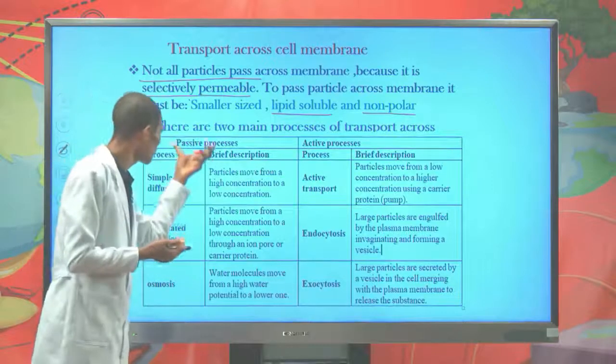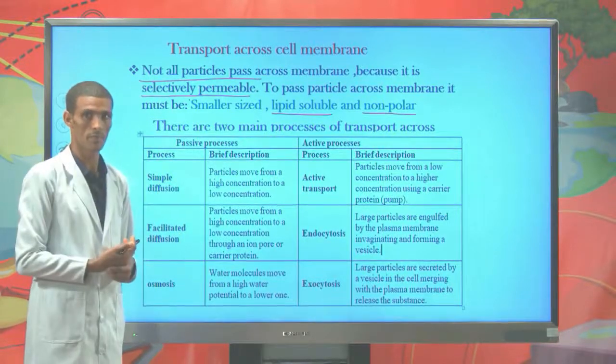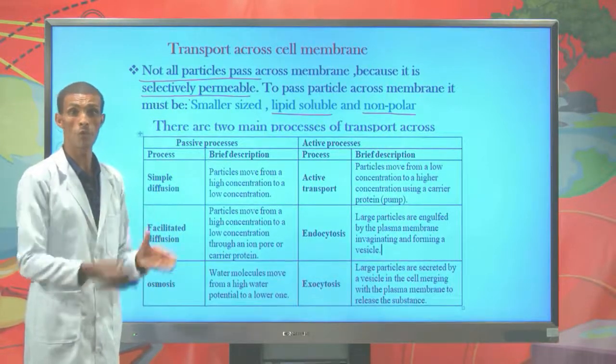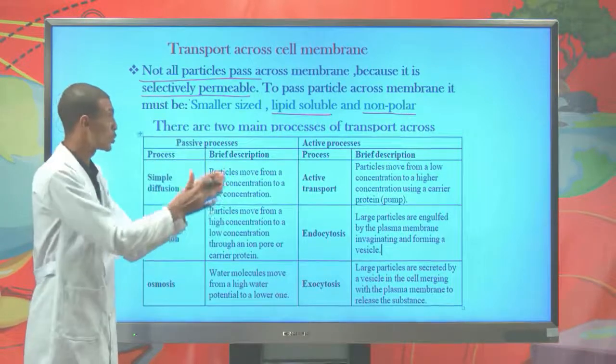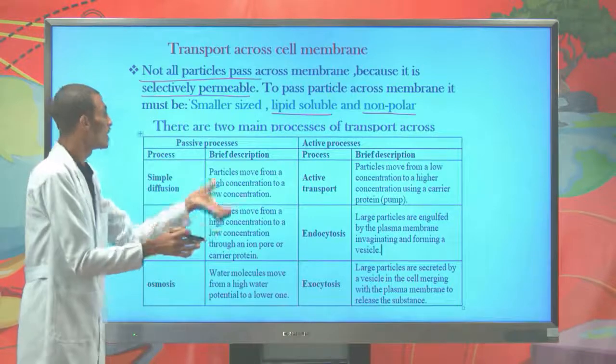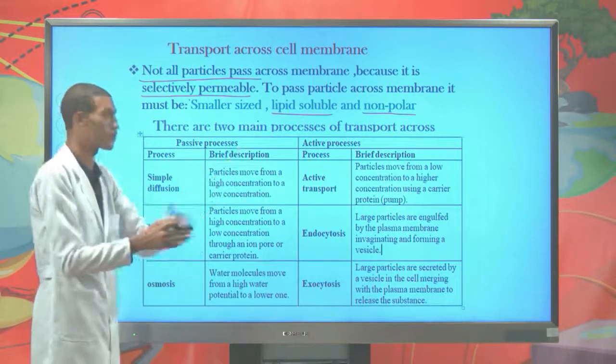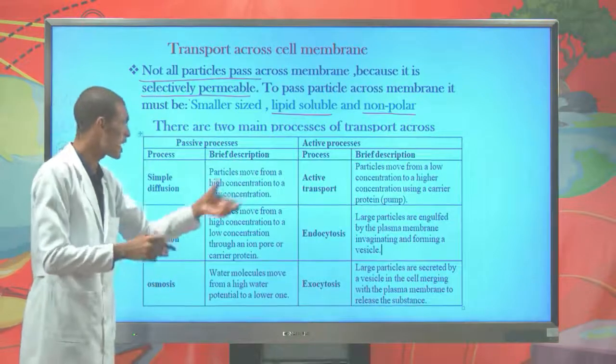Some examples of passive transport are: one, simple diffusion, a movement of particles from a highly concentrated area to a low one until they reach equilibrium. There is no transporter protein here. There is no carrier protein here too. There is no channel protein here too.